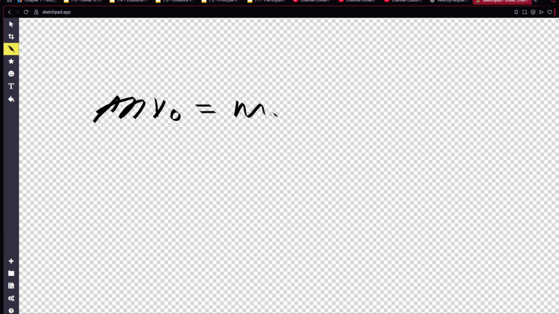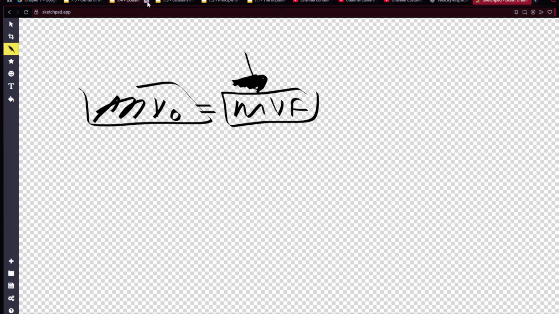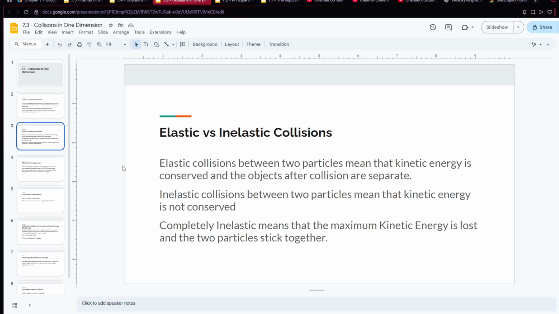Such that mvo is equal to mvf. We usually get a varying mass and varying velocity, but the product between these two will always be equal to the product between these two, and that's the beauty of math. I think that's pretty interesting.